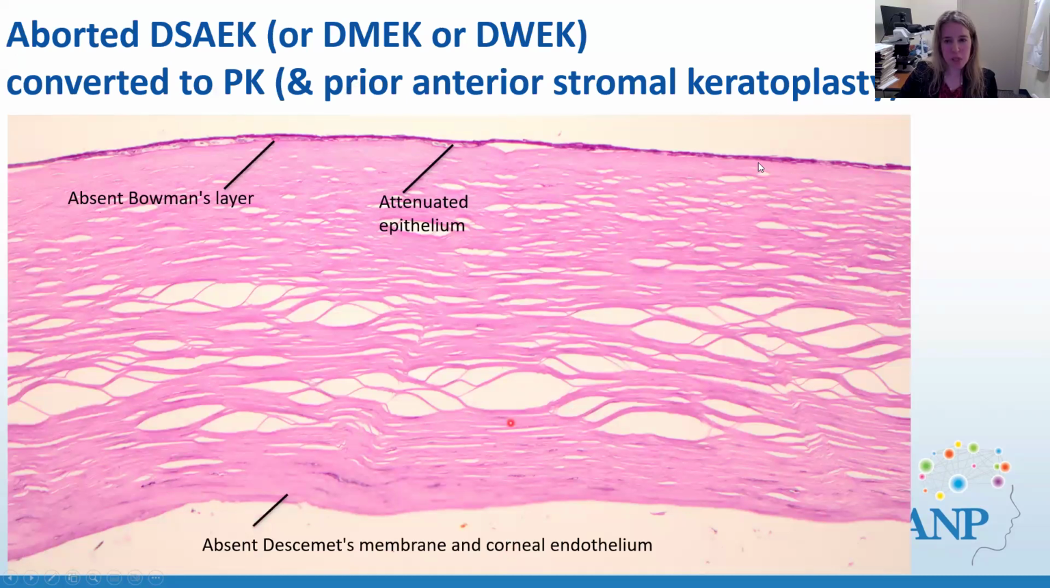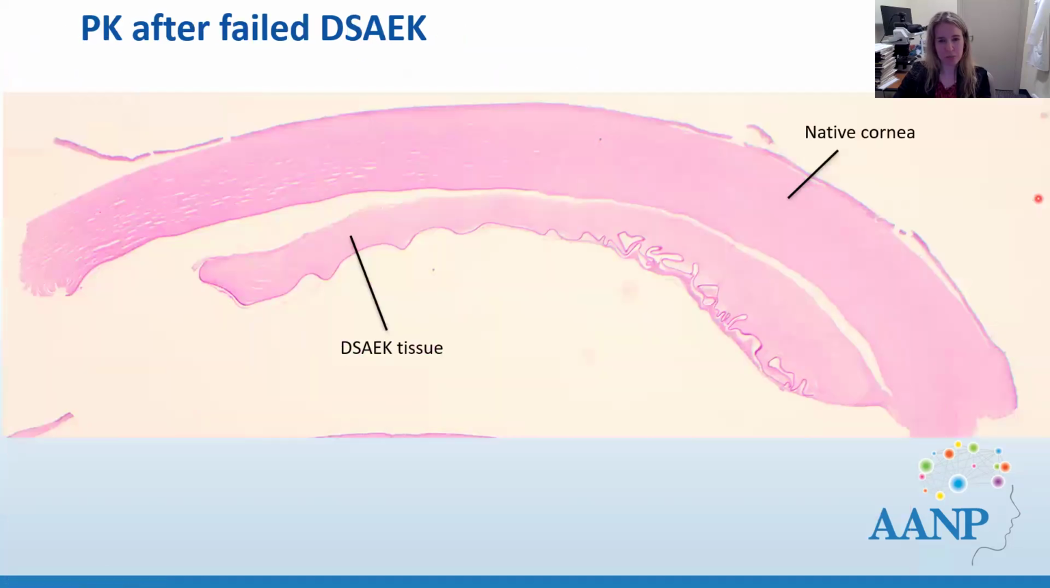Another couple similar examples. Here is someone who had a superficial keratectomy, an anterior stromal keratoplasty, where you can see there's no more Bowman's layer. Bowman's layer does not regenerate if things have been scraped or excised from the anterior surface of the cornea. The epithelium is somewhat attenuated over it, and then we have absent Descemet's and corneal endothelium. So this is from an aborted DSEK that was converted to a penetrating keratoplasty, but the patient previously also had anterior stromal keratoplasty.